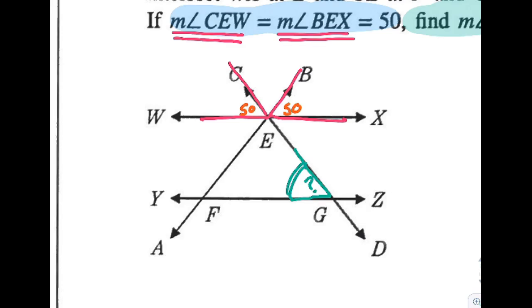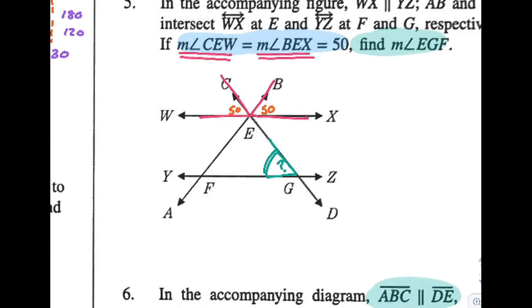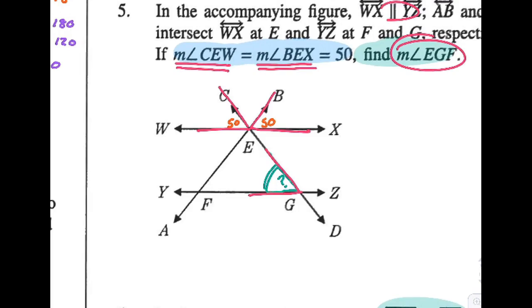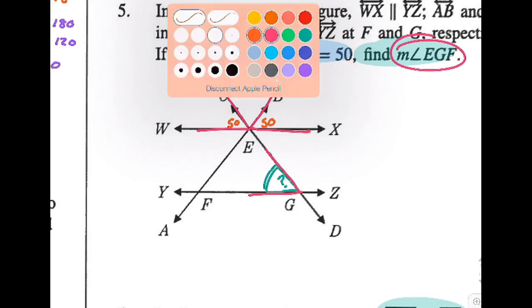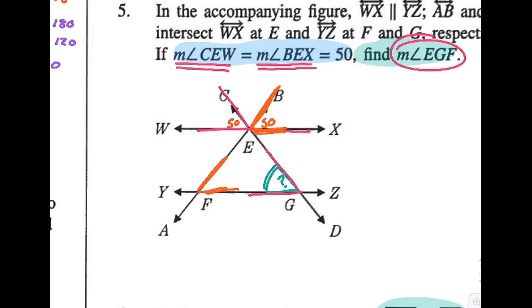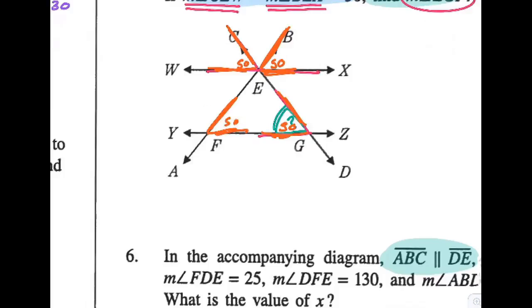So that's the first part. We have to know where the two 50s go. They're both 50. And it wants us to find out what EGF is. E to G to F. It's this angle down here. So since the lines are parallel, WX and YZ, then I have corresponding angles here and here. And I have corresponding angles here and here. So EGF is going to be 50 degrees because of corresponding angles from parallel lines.